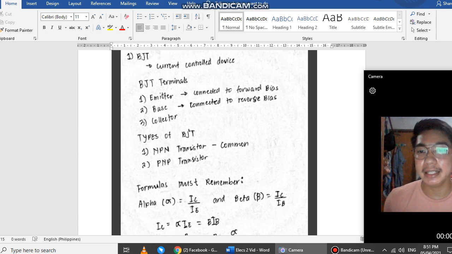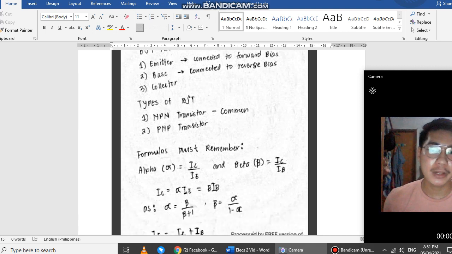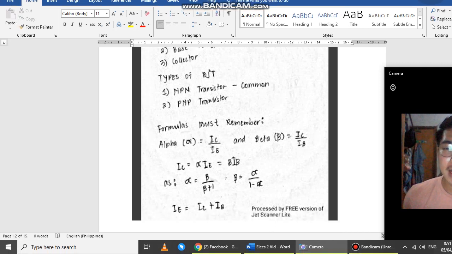However, in the BJT, the common kind of transistor being used is the NPN transistor. Formulas that must be remembered. We have the alpha, which is equal to the current passing through the collector over the current passing through the emitter, and the beta, which is equal to the current passing through the collector over the current passing through the base.